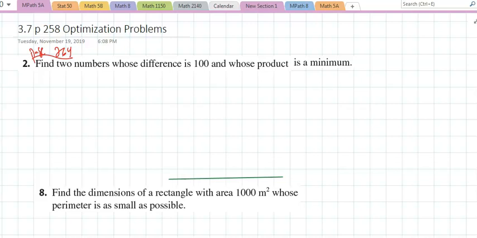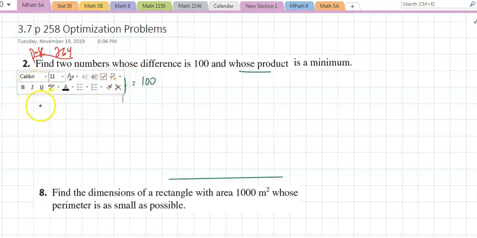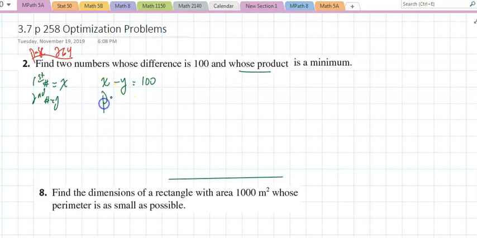That is, when I start the problem, I need to figure out what it is that I'm trying to maximize or minimize. In this case, find two numbers whose difference is 100. Let the first number be x, let the second number be y. So x minus y is 100. And whose product? If I choose the first number to be x and the second number to be y, isn't the product xy? Whose product is a minimum. I want to find the minimum of this product.